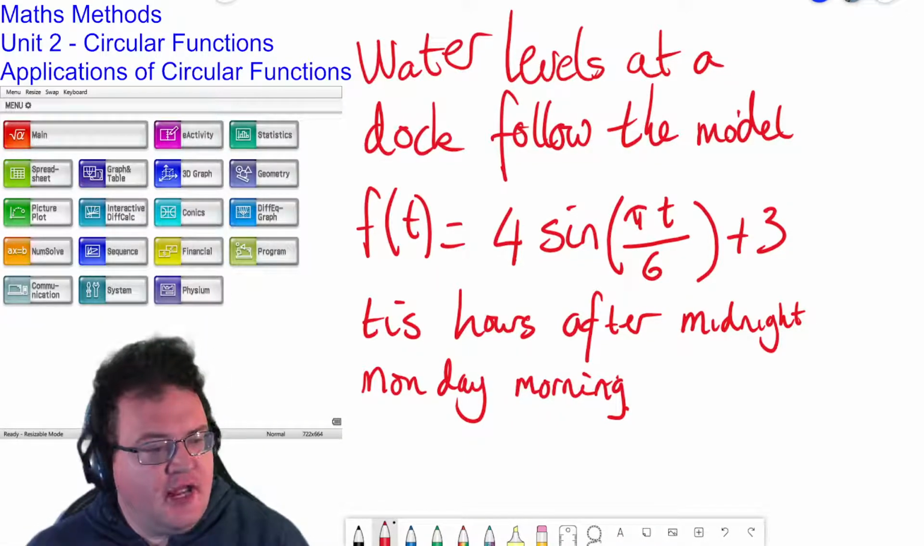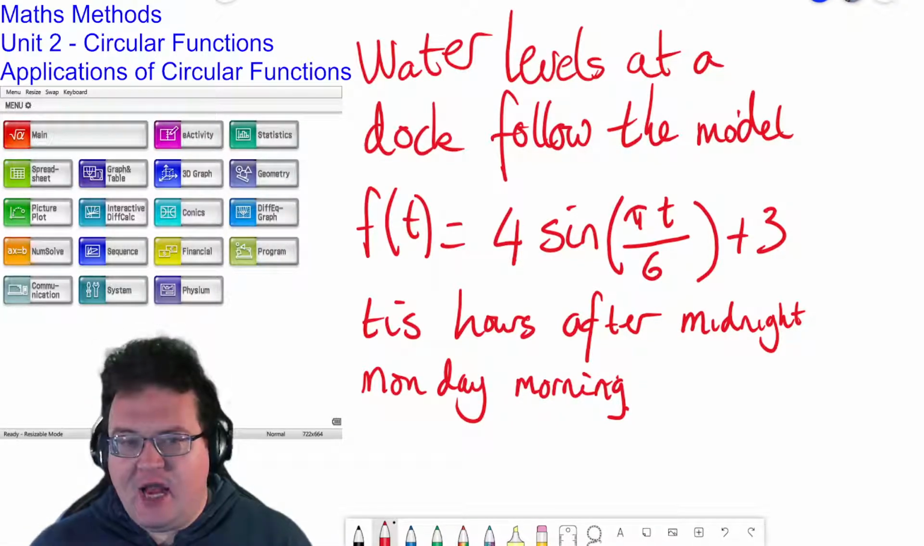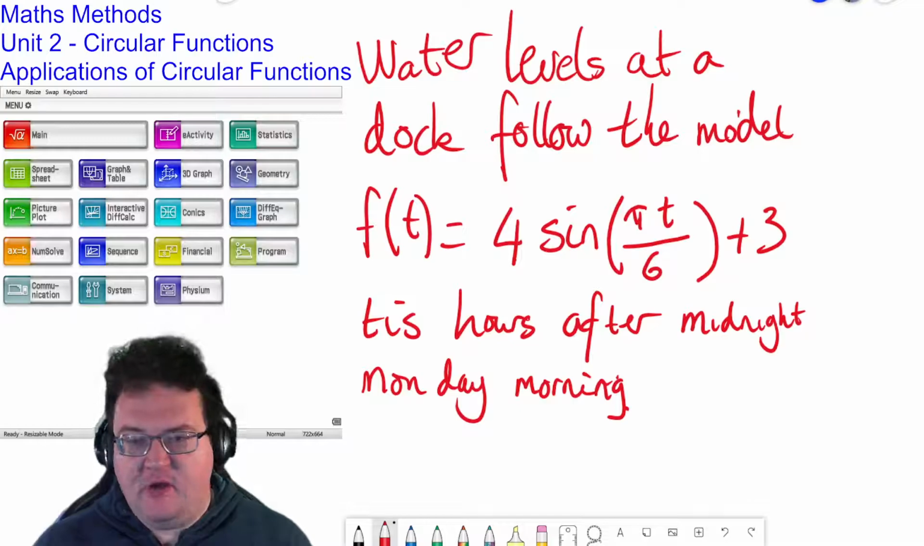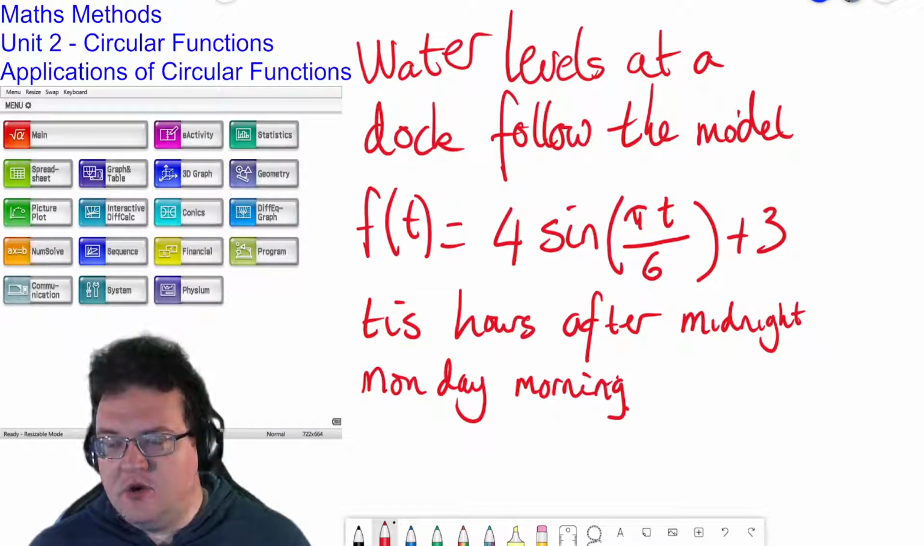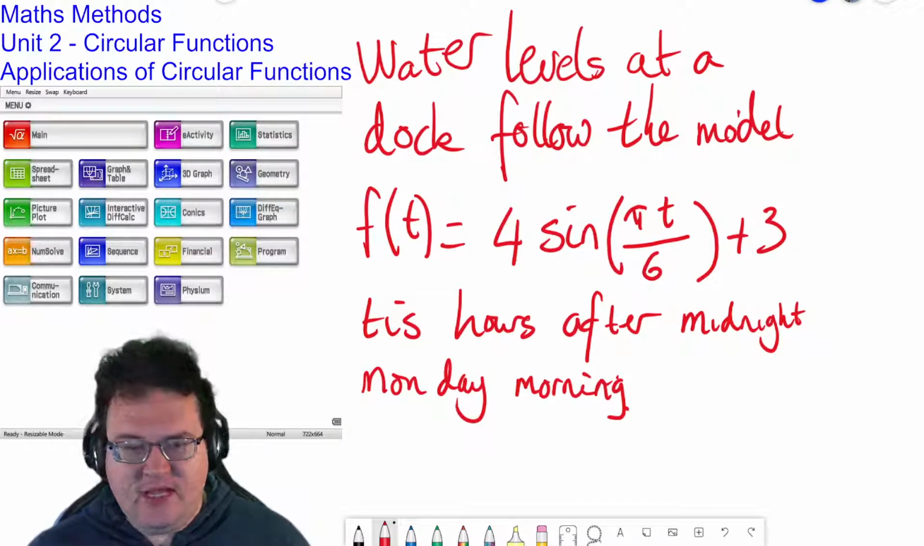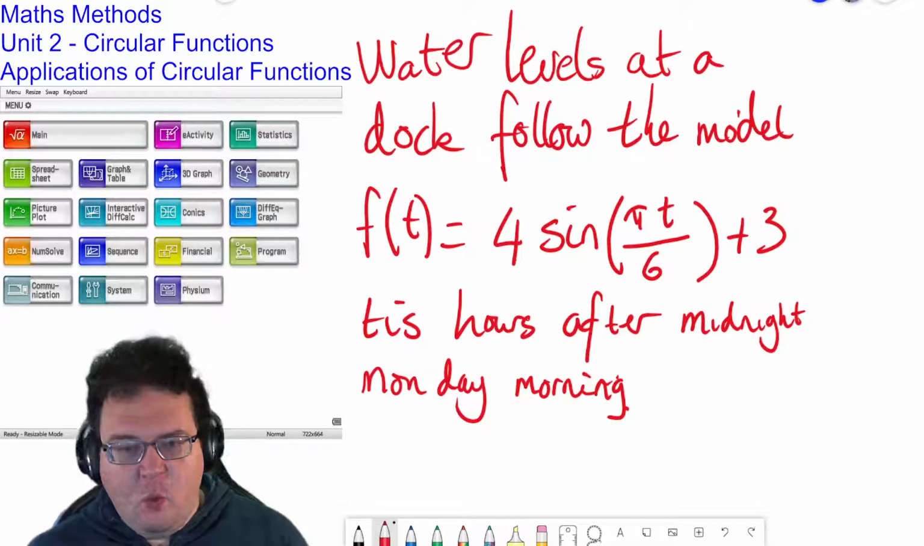Hi everyone, what we're looking at today is applications of circular functions. So how do we actually use them and how do they make sense to everyone? What I've got behind me is an example. We talk about water levels at the dock.